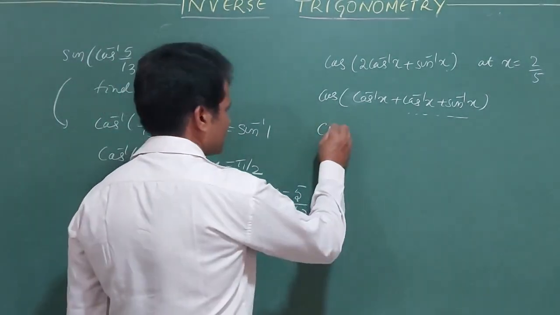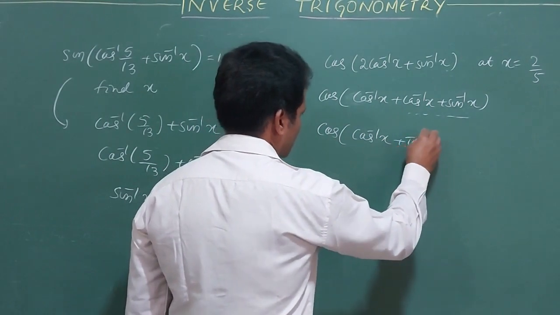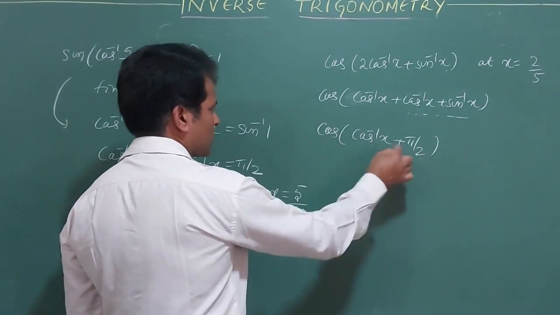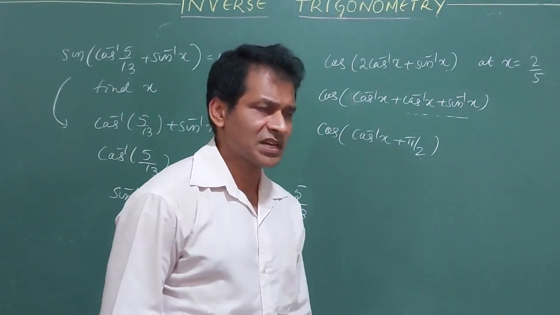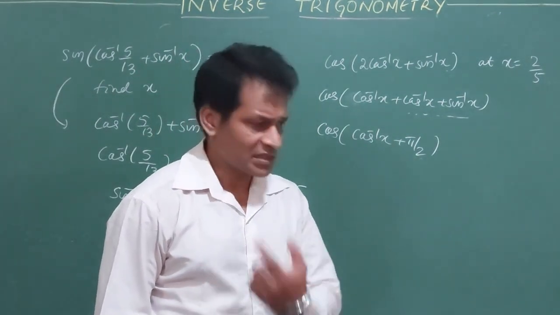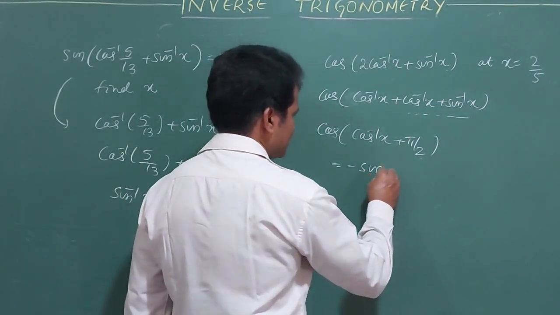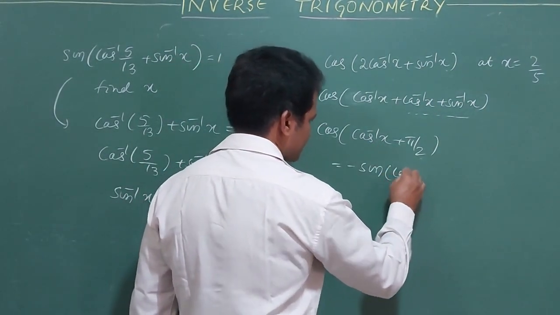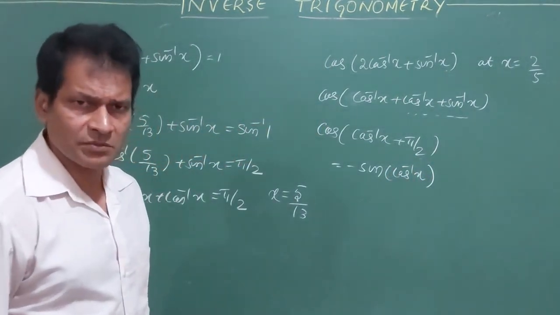So that becomes now, and you look at the formula cos 90 plus theta. This is 90, this is theta. Cos 90 plus theta is equal to minus sin theta. Instead of theta, it is cos inverse x.